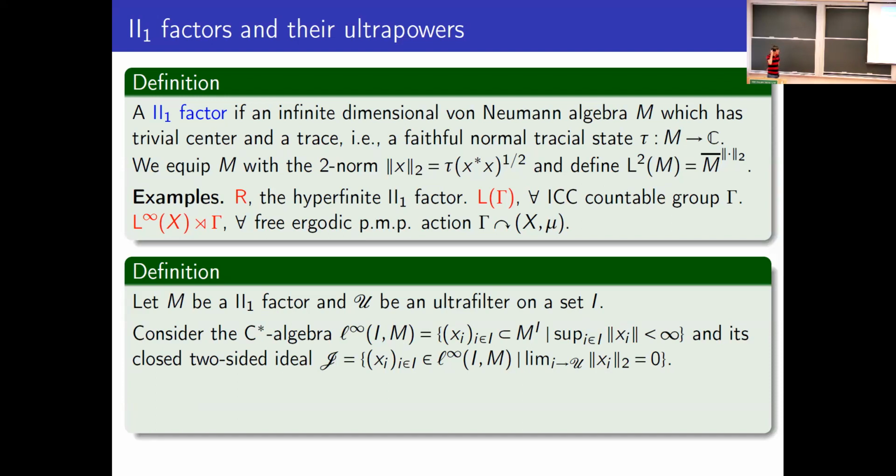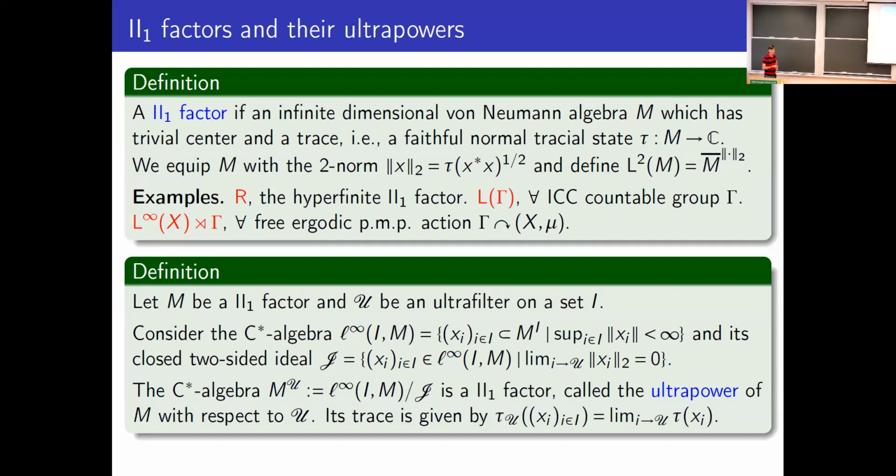And inside this algebra, we have a closed two-sided ideal of functions whose 2-norm goes to 0 along the ultrafilter. So I'm looking at functions x_i such that the limit as i goes to u of the 2-norm of x_i is 0. So this is a norm closed two-sided ideal. If you take the quotient, you'll typically get a C-star algebra. But in this case, the quotient algebra, L infinity of I with values in M, mod J, turns out to be a von Neumann algebra.